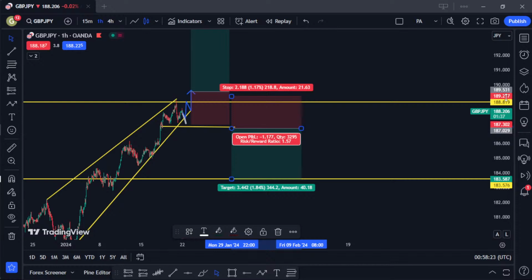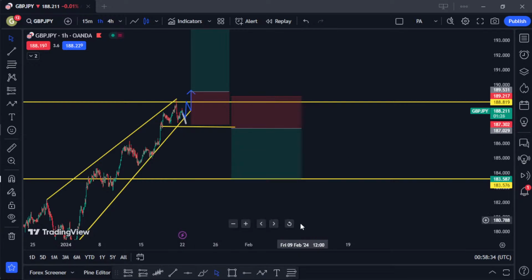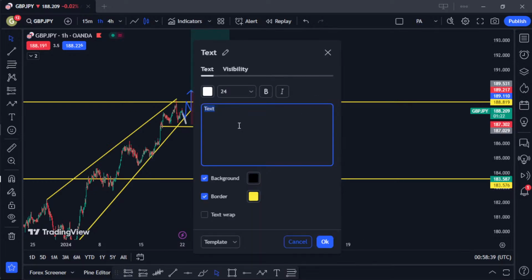So for me, when I'm trading, once I see a profit ratio of 1 to 5 or more, I'm always okay. So now let me give you other full information if you are selling GBPJPY.